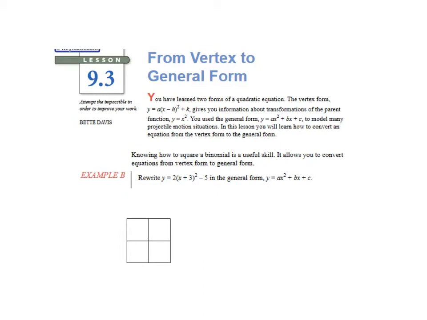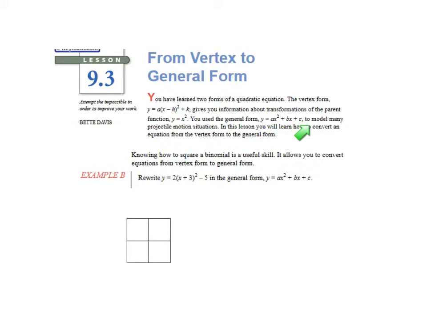So far we've looked at two different forms of quadratic equations. Vertex form, which is y equals a times (x minus h) squared plus k, which gives you information about the transformation of the parent function from a vertex at (0, 0) to whatever values (h, k). And we also looked at the general form, y equals ax squared plus bx plus c.